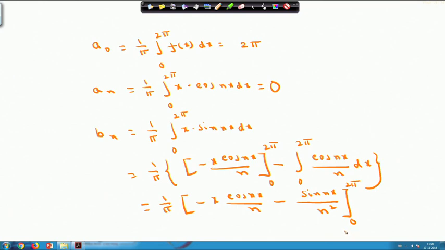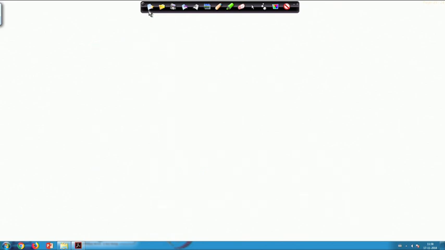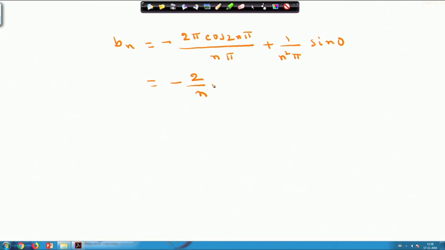So, if I evaluate the limit of this, I will obtain b n equals minus 2 pi into cos of 2 n pi by n pi, plus 1 by n square pi into sin 0. Sin 0, this term will vanish, and in this term pi will be cancelled, cos 2 n pi is 1. So, you will obtain b n equals minus 2 by n. So, I can write down f(x) equals pi, because your a naught was 2 pi, so a naught by 2.